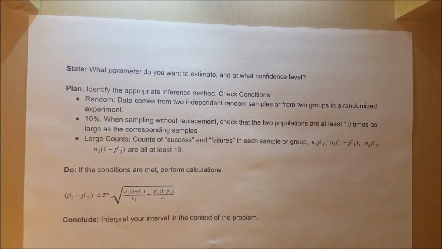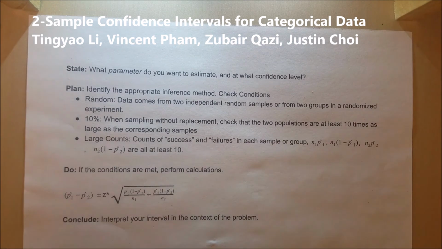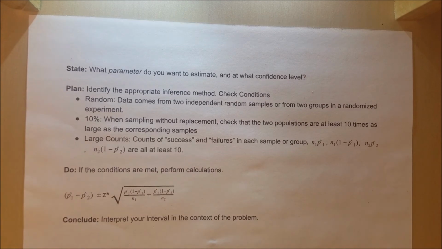What is up, guys? So today for our AP Stats instructional video assignment, we got assigned topic number 15, which is confidence interval for categorical data. For this topic, we want to focus on two simple z intervals for a difference between two proportions.